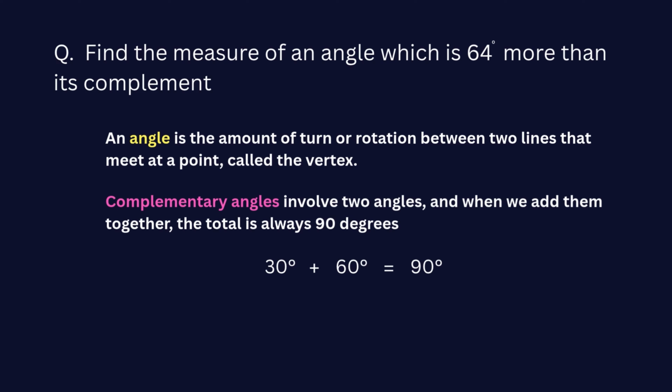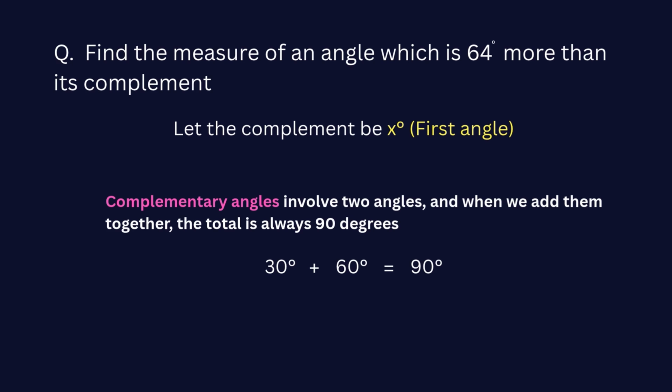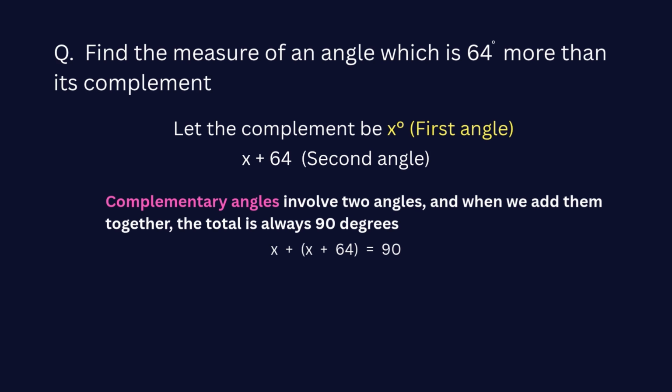So how do we solve this question? Let the first angle be x degrees, and the second angle, which is 64 degrees more than the first, will be x plus 64. Since the two angles are complementary, their sum is always 90 degrees. So I can write that as x plus x plus 64 equals 90. Now we can solve this equation. We have 2x, so I can add them. 2x plus 64 equals 90.